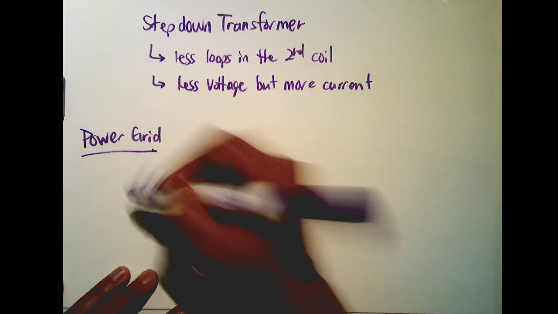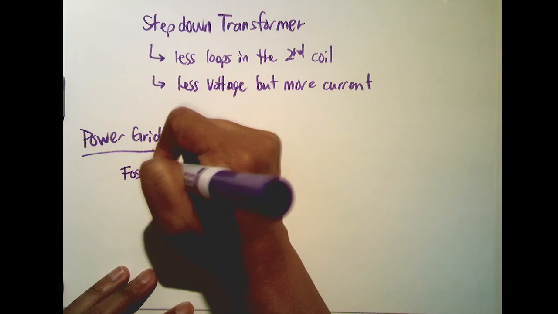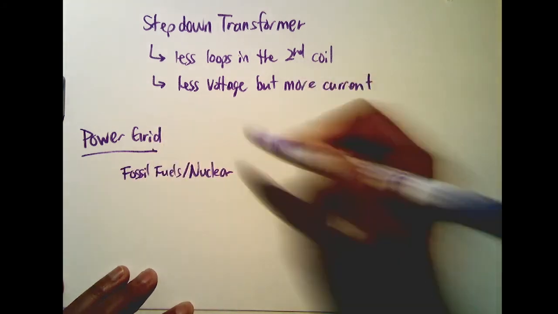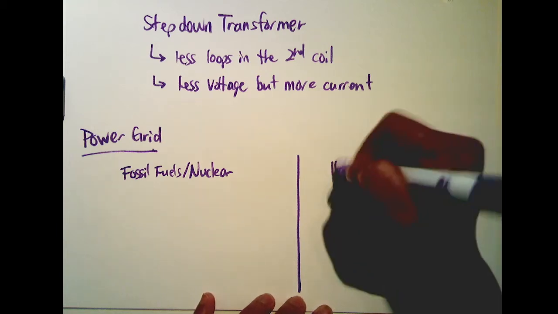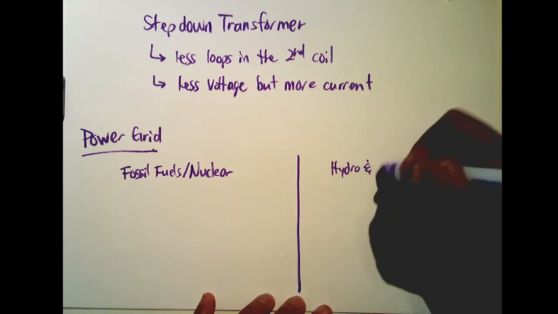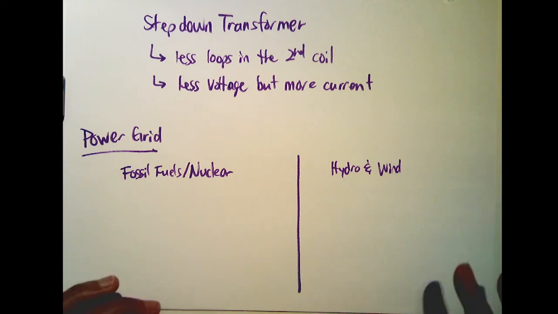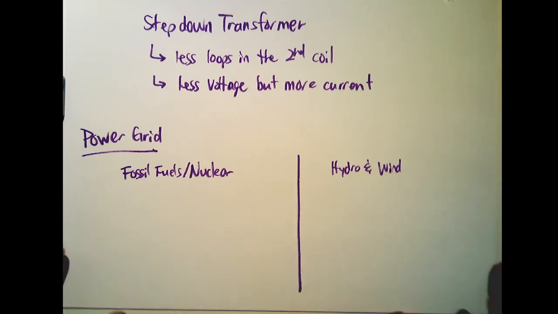So there's 2 types. There is your fossil fuels or nuclear. I'll put them under the same thing. And then there is sort of natural power, okay? So hydro, we call that, and wind. All right, I'm going to skip solar panels. Solar panels are a little different. They produce direct current, and so that will be discussed in grade 12 physics. So we'll just skip the solar panels for now.